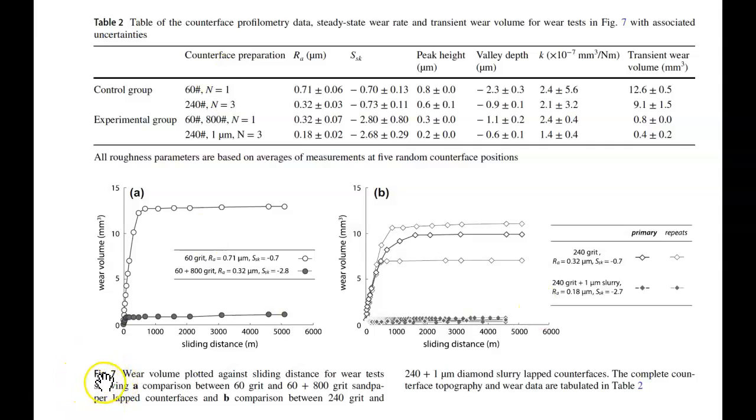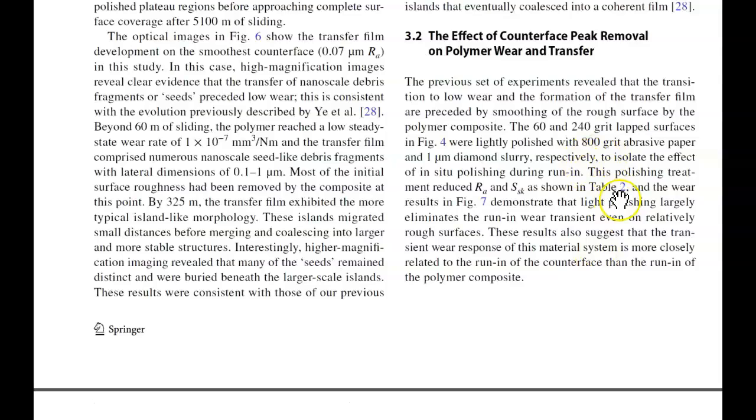I also want you to note that every figure and every table, and figures and tables are numbered independently, every figure and table appears in the body text. So up here, we see the reference to Table 2. This polishing treatment reduced these, as shown in Table 2, and the results in Figure 7 demonstrate that light polishing largely eliminates run-in wear transient, even on rough surface. So these are very clear statements of the results.